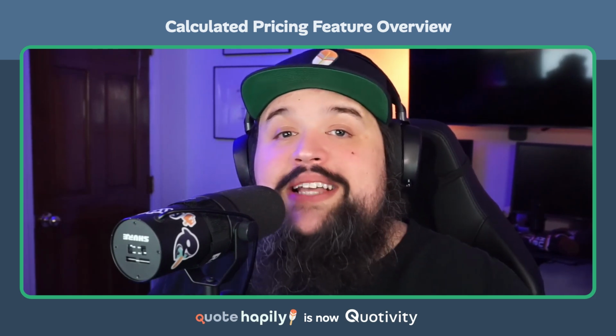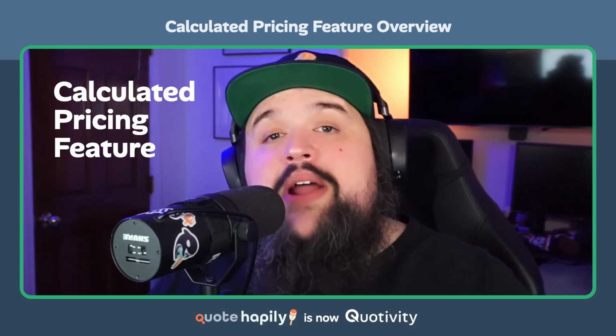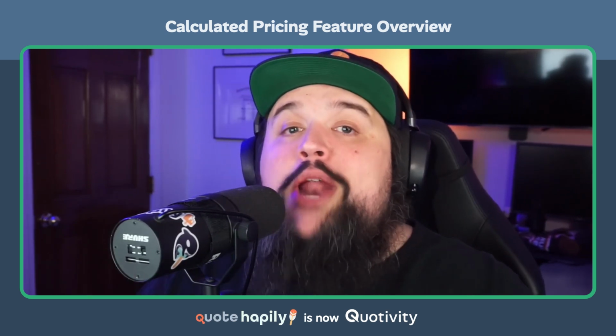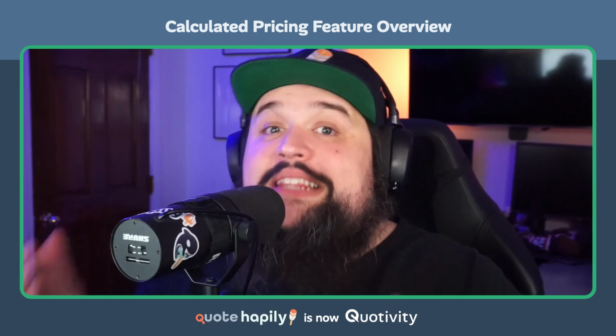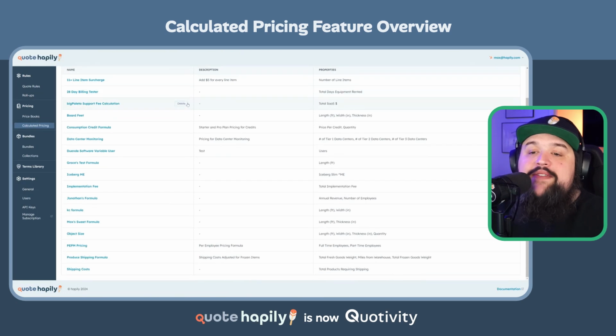I wanted to give you a quick example of our calculated pricing feature. The calculated pricing feature allows you to build custom calculated formulas that will automatically calculate the price of different line items that you have when you're building a quote in HubSpot. So let me give you an example here.